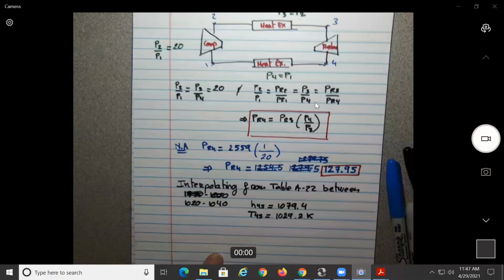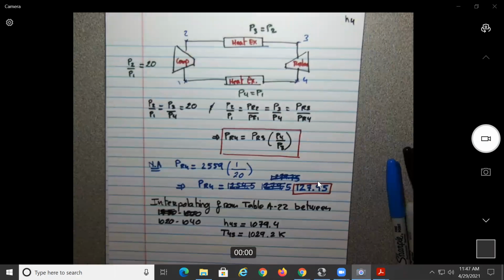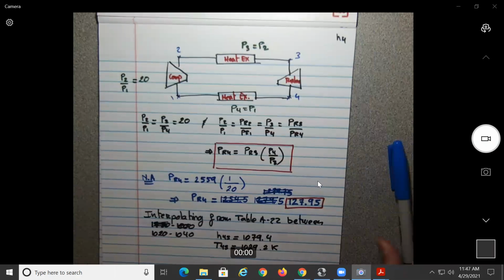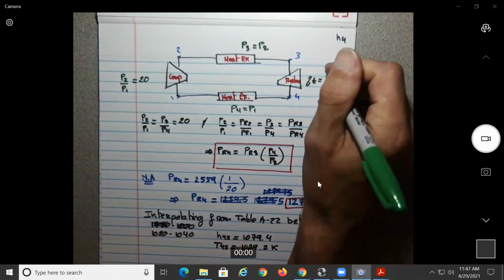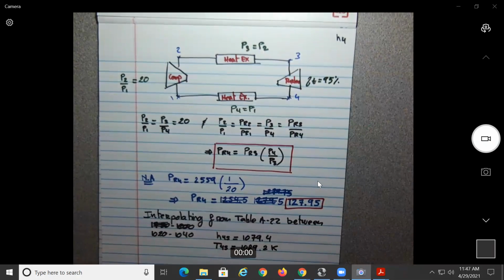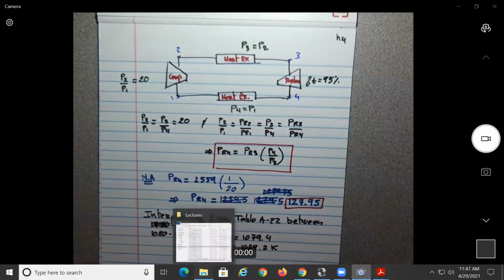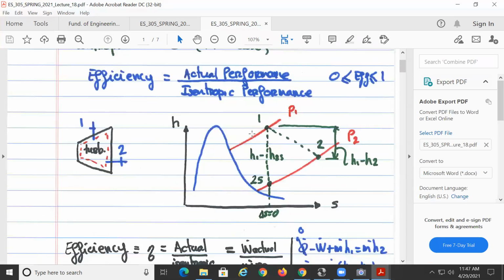Okay, guys, so after the interpolation, we get that H for S equal to 179.4 and T for S equal to 129.2. And now what do we know about this system here? We know that the efficiency of the turbine is 95%.